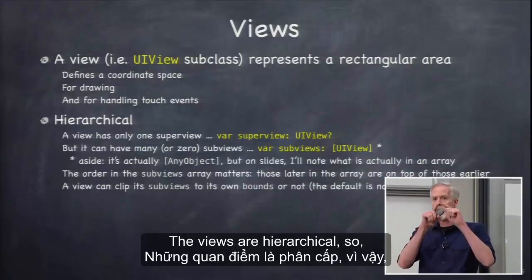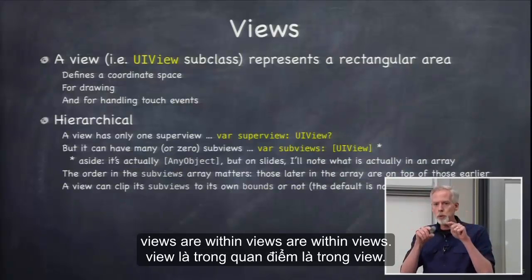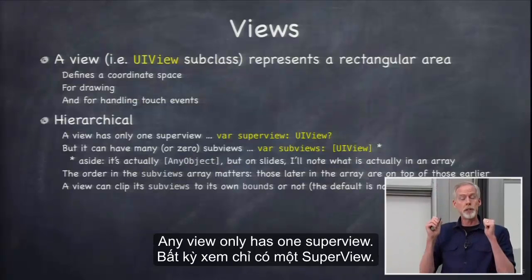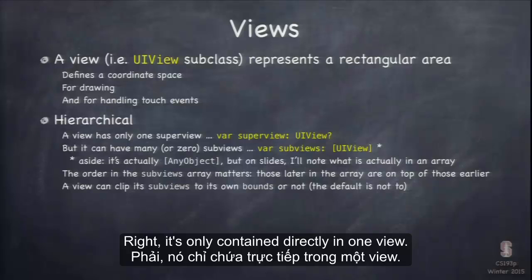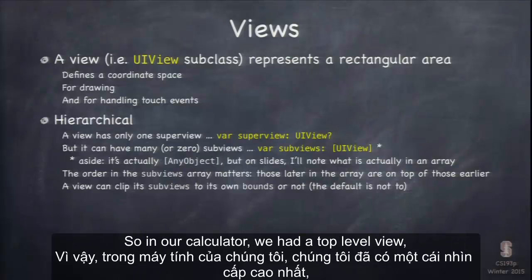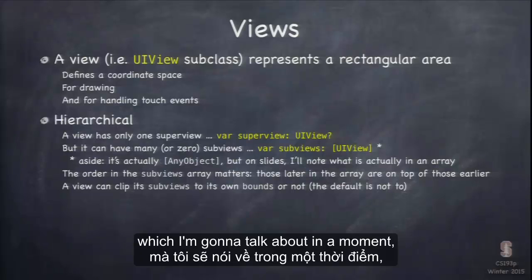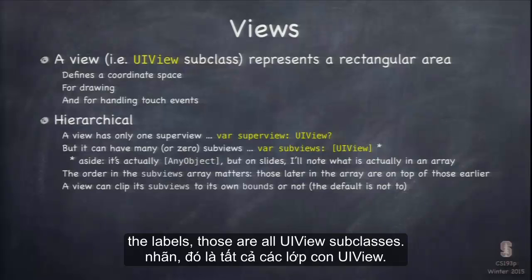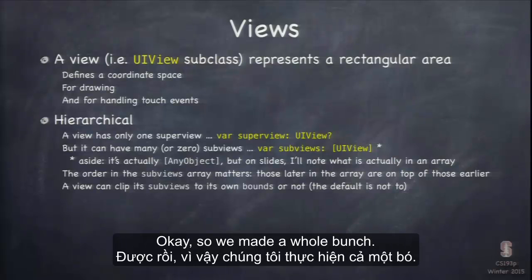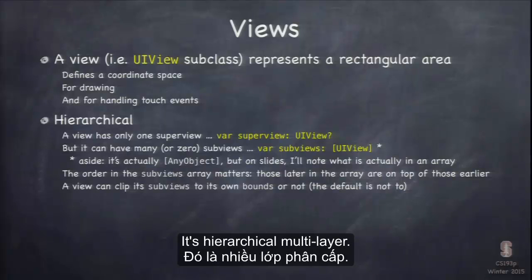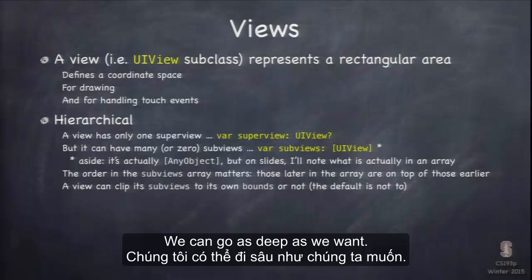The views are hierarchical, so views are within views are within views. Any view only has one superview, right? It's only contained directly in one view, but it can have any number of subviews. So in our calculator, we had a top-level view, which I'm going to talk about in a moment, and then we had a lot of subviews. All the buttons, the labels, those are all UIView subclasses. Okay? And so we made a whole bunch, there's a bunch of subviews in that view. But we can go even deeper. It's hierarchical, multi-layer. We can go as deep as we want.